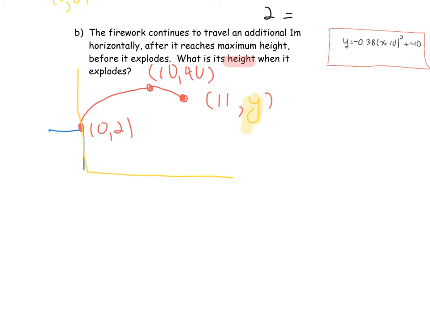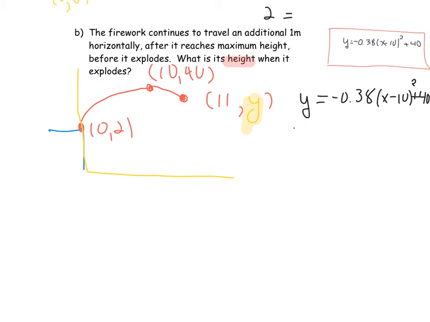I have our equation up here that we solved in part A of this question. I'm going to utilize that by substituting in our known value for x into the equation. I can then solve for y, which will give me the vertical position when x is equal to 11. So I'm going to go ahead and do that. I have y is equal to negative 0.38 times x minus 10 all squared plus 40.